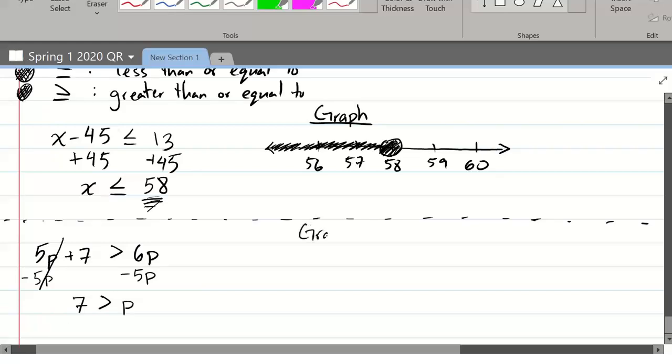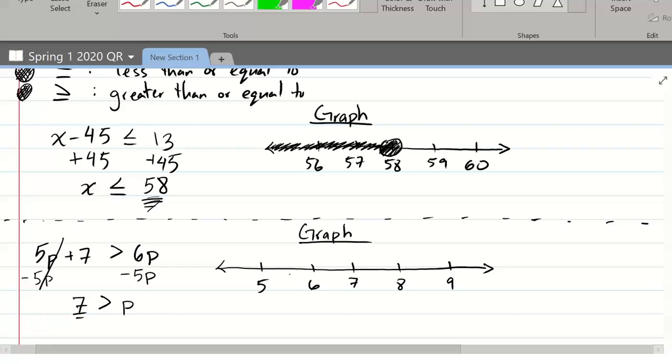Now, if we want to graph this, we start with that number of our interest, so 7, right? Let's put some numbers around it, 8, 9. Let's put some numbers under it, 5, 6, 7, 8, 9. Two or three numbers are good enough on both sides. Now, is it going to be an open circle or closed circle? Again, this is just greater than, so it's going to be an open circle. It's not greater than or equal to.